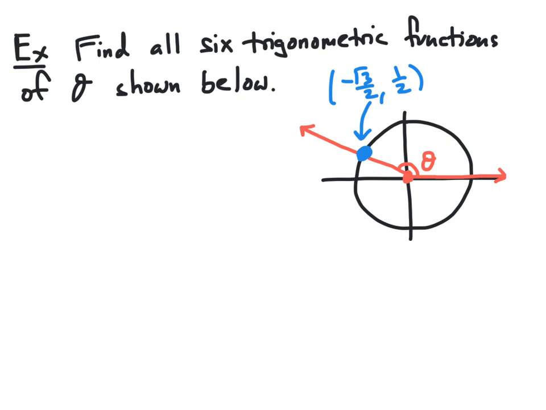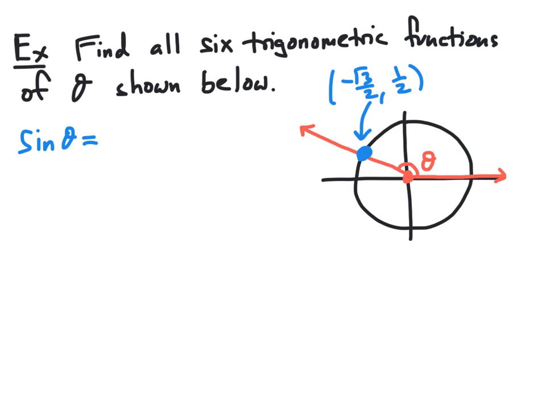To see an example of how these definitions are used, consider the angle theta shown in standard position here. This angle intersects the unit circle at the point negative square root 3 over 2, comma 1/2. Given that, we'd like to find all 6 of the trigonometric functions of that angle theta. In order to do this, notice that we do not actually need to know what angle theta is. We simply need to know the point of intersection between the terminal side and the unit circle, which is given to us.